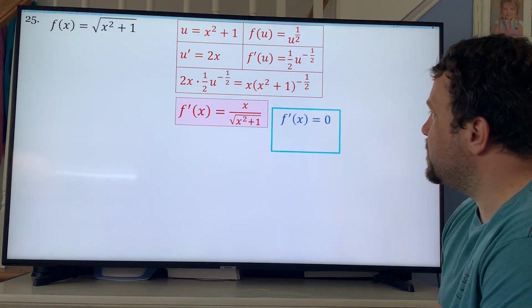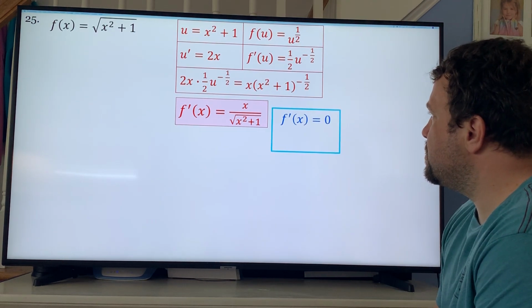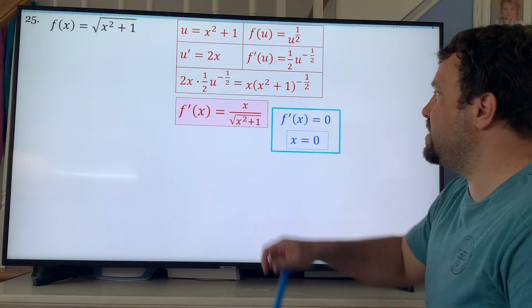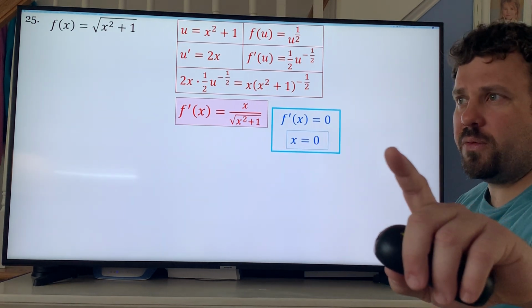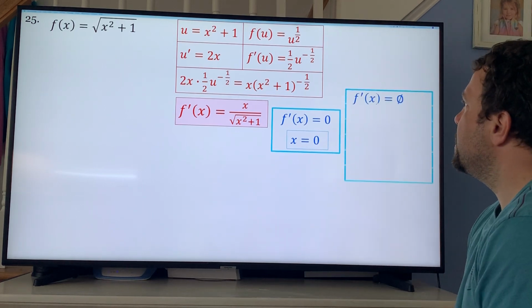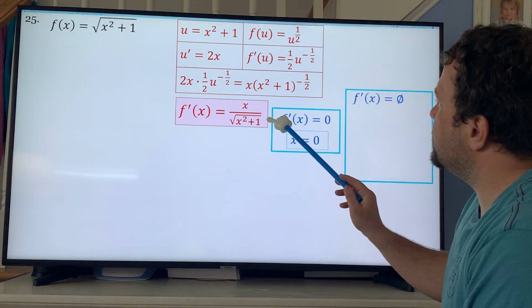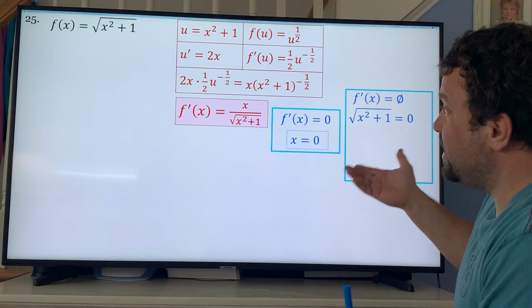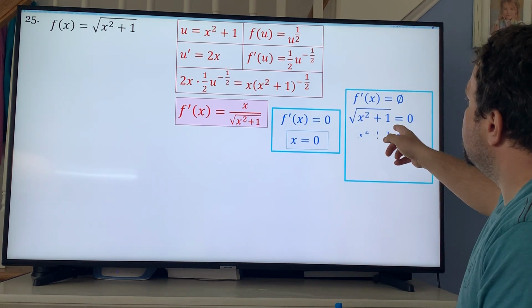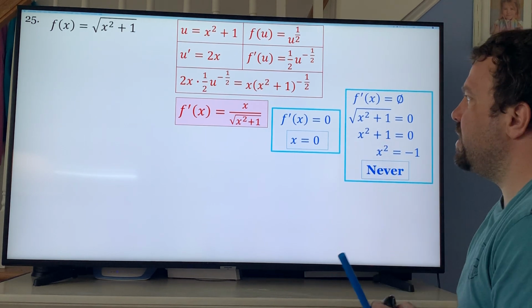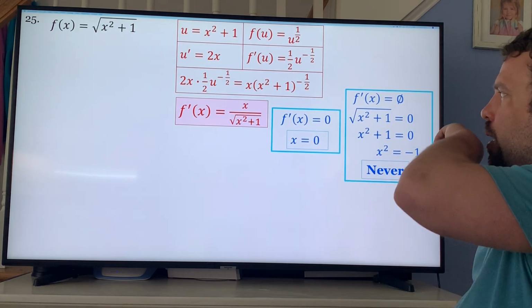You set that equal to 0. When does it equal 0? When the numerator is 0, so only when x is 0. So that's easy. We only have one critical number. Is it ever undefined? Jumping the gun. Actually, never is it going to be undefined, because x squared would have to be negative 1. Never undefined, because you have to check both.